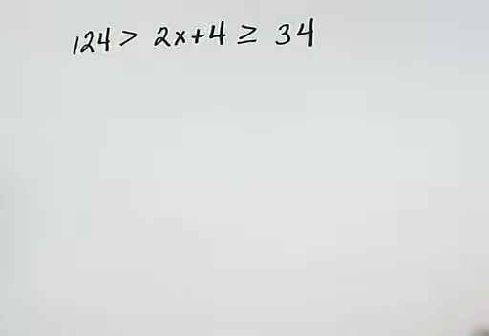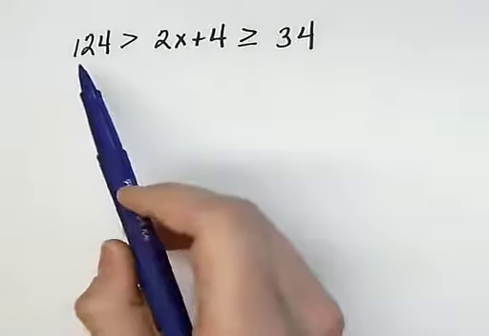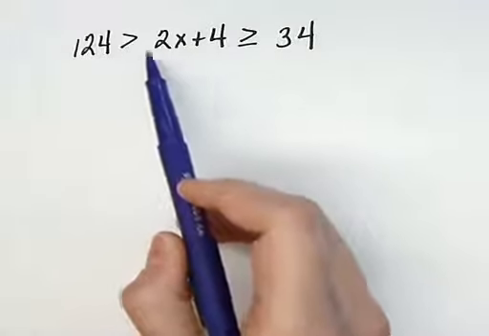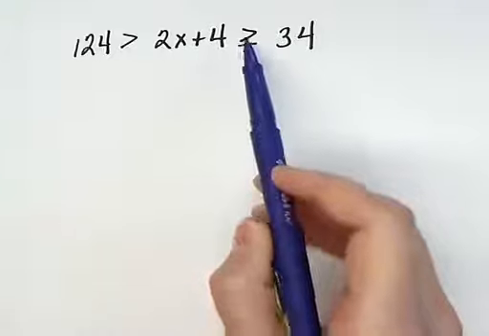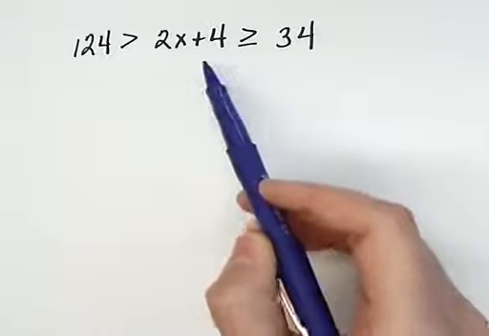Okay, here's the inequality we want to look at. We want to look at the compound inequality: 124 is greater than 2x plus 4, which is greater than or equal to 34. Now, in the past, we've split these into two inequalities.